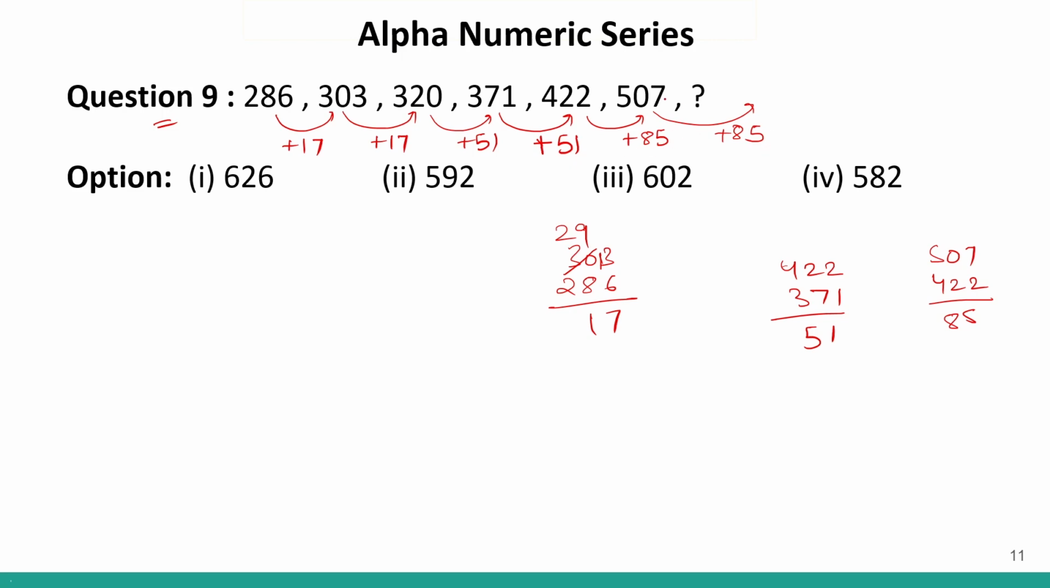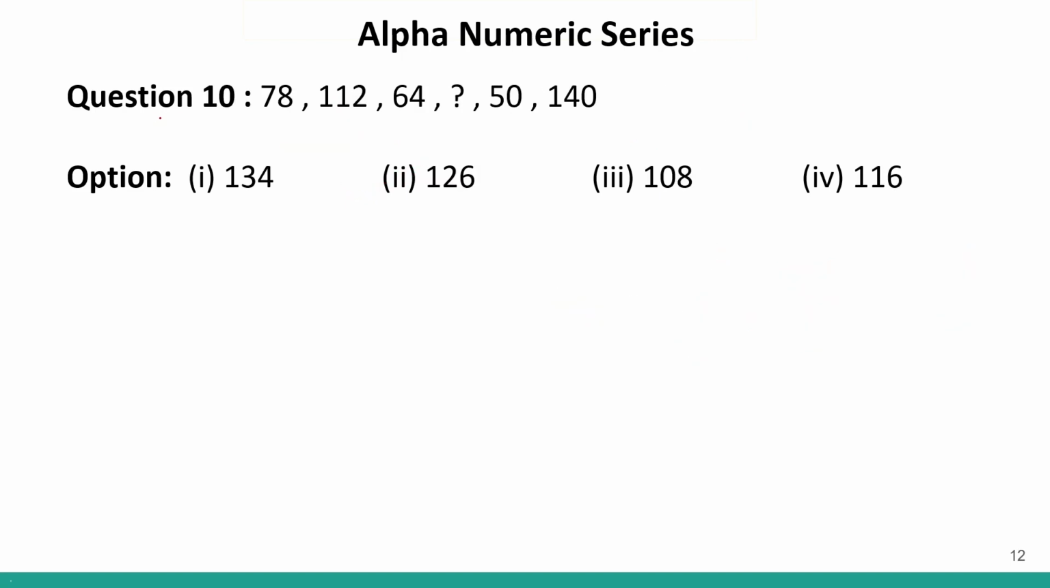So if I add 85, this will be 507 plus 85, this will be 12, this will be 9, 592, correct? This will be 592. This will be my answer. This is given in option number 2. So option number 2 will be the answer to this question. Correct? Okay. Moving forward to question number 10.